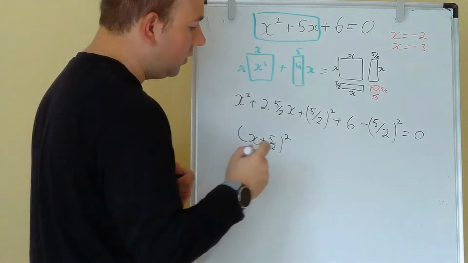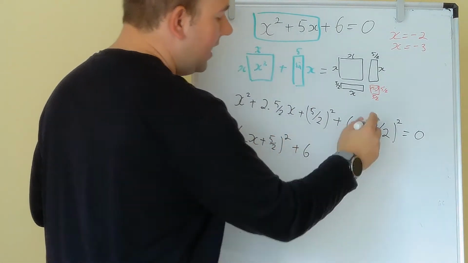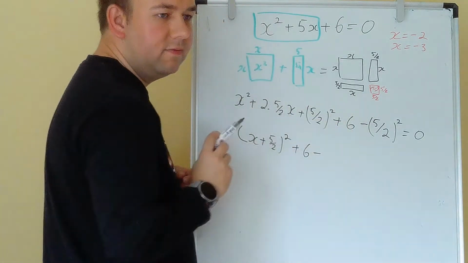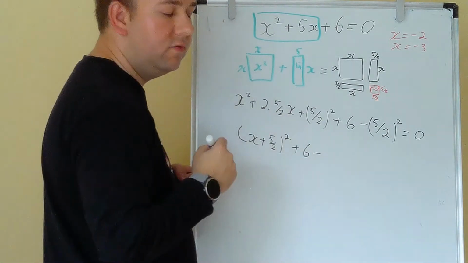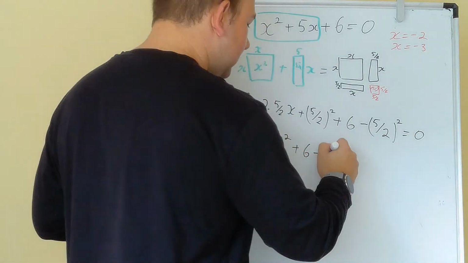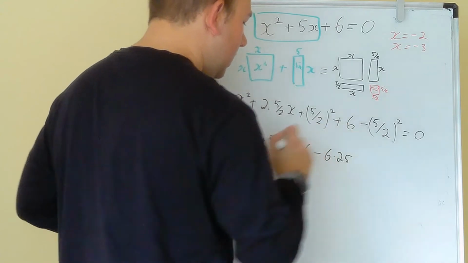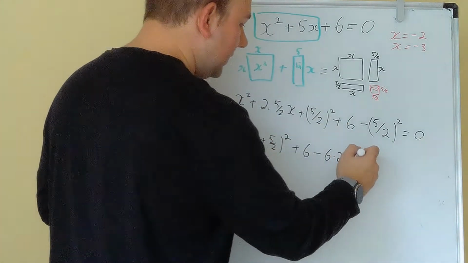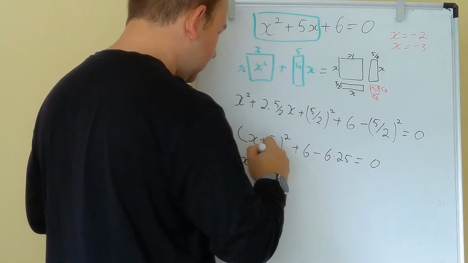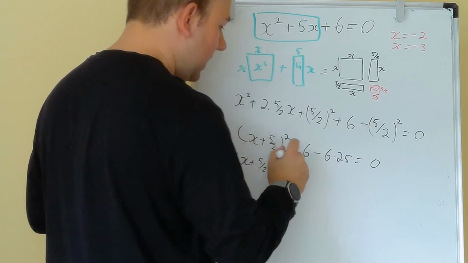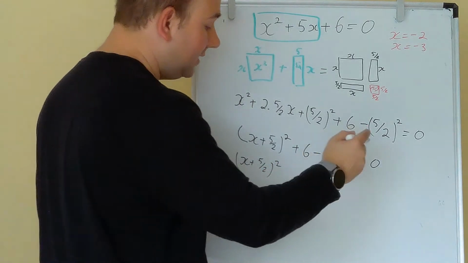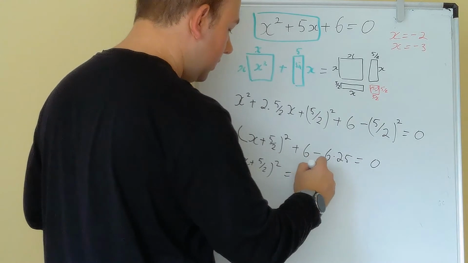And then we can sort out this bit as well. So we have plus 6. This is the equivalent of minus 5 squared, which is 25, over 2 squared, which is 4. So 25 over 4 is 6.25. And this is all equal to 0. So I can leave this now as x plus 5 over 2 squared. I'm going to take this 6 minus 6.25, which is actually minus 0.25, and take it over to the other side, so it's equal to 0.25.